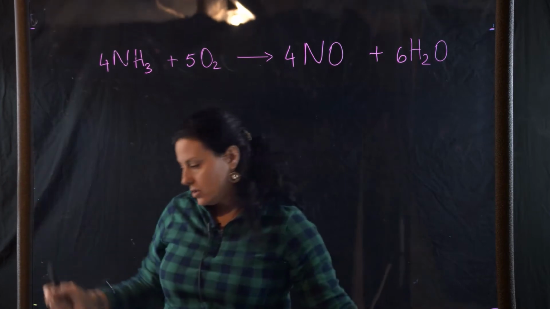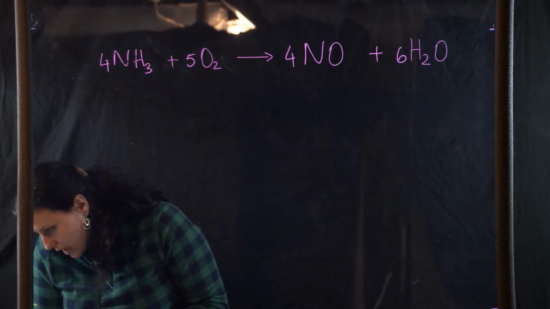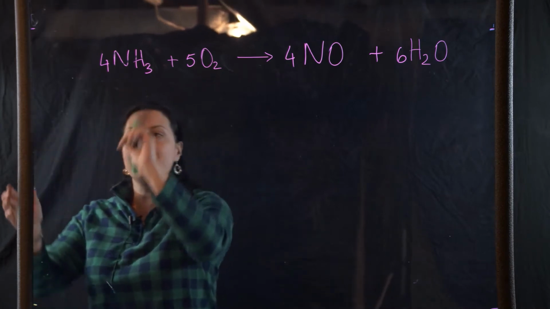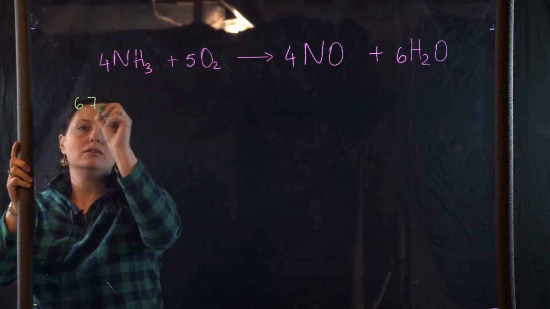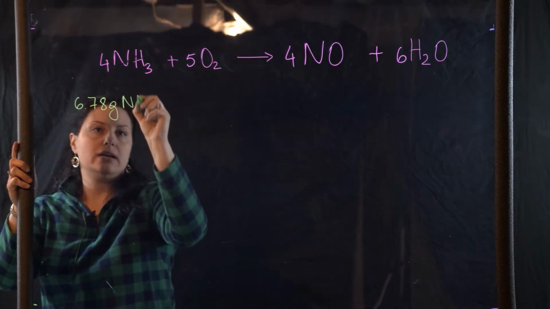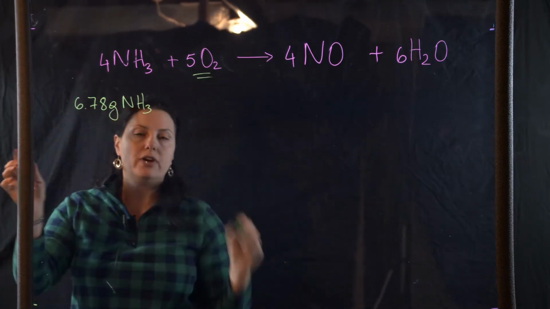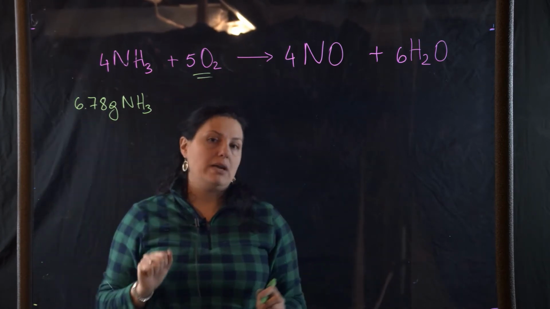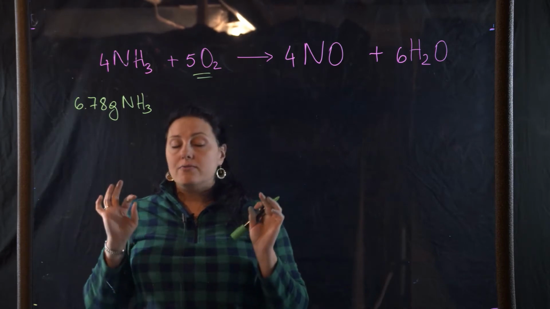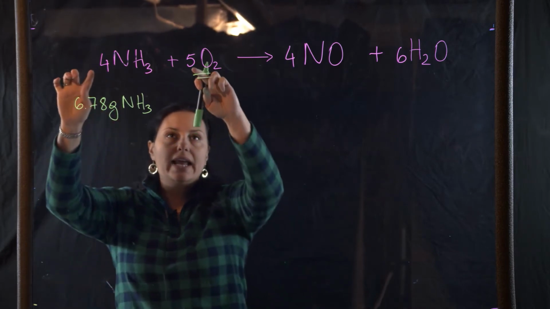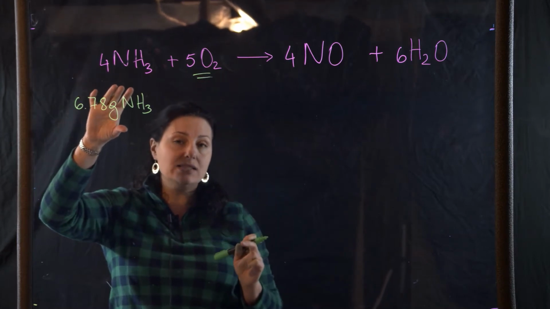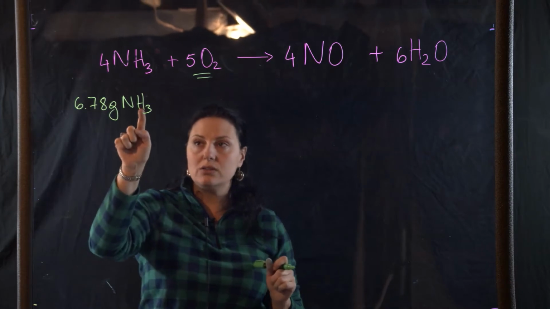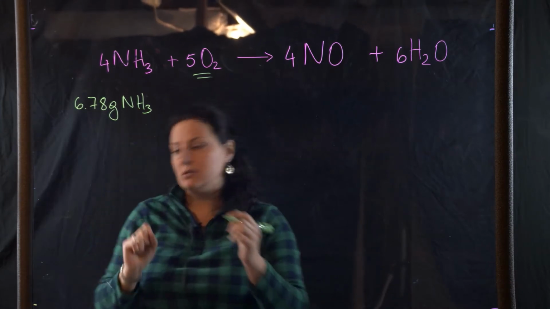Okay, what am I told? How many grams of oxygen are needed to react with 6.78 grams of ammonia? So I have 6.78 grams of ammonia, NH3, and I want to figure out how many grams of oxygen need to react with that many grams of NH3. First thing you need to do, once again, you cannot use these molar coefficients unless you have a molar amount. So we have to convert the grams to moles by using the molar mass of NH3 because that's my substance.